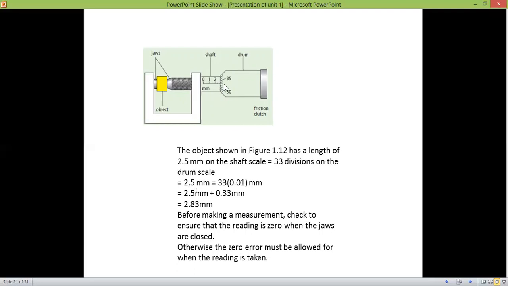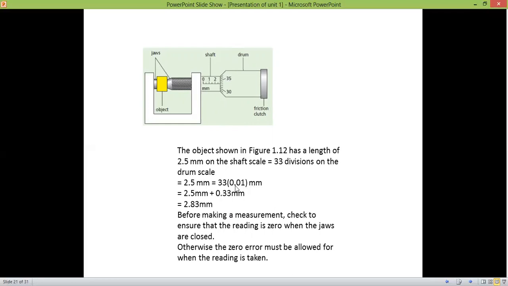And then we have to see which division of the circular scale is coinciding with the datum line, which division of the circular scale is exactly in line with the datum line, and its number is 33. We're going to start counting from 30 and it is 33.